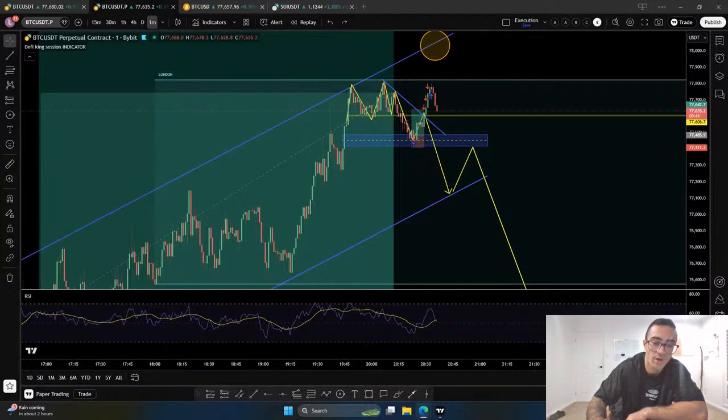Look at price. Look at price. Still would have stopped me out, I'm guessing. Yeah, still would have. Look at that. That's beautiful price action right there. Look, I've got price action down pat. Analysis is there.